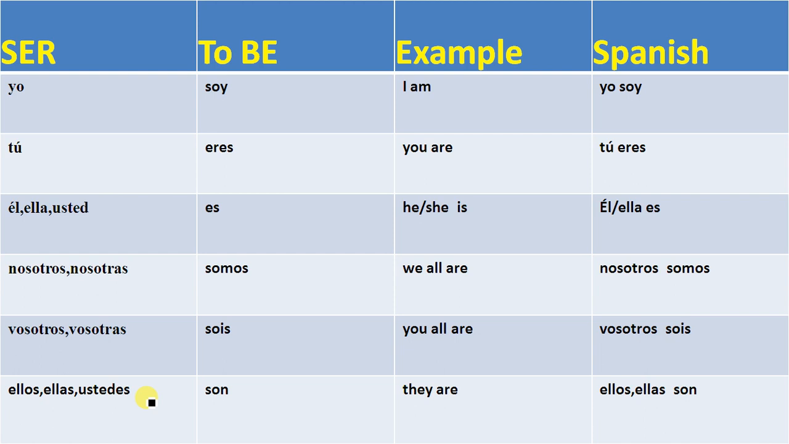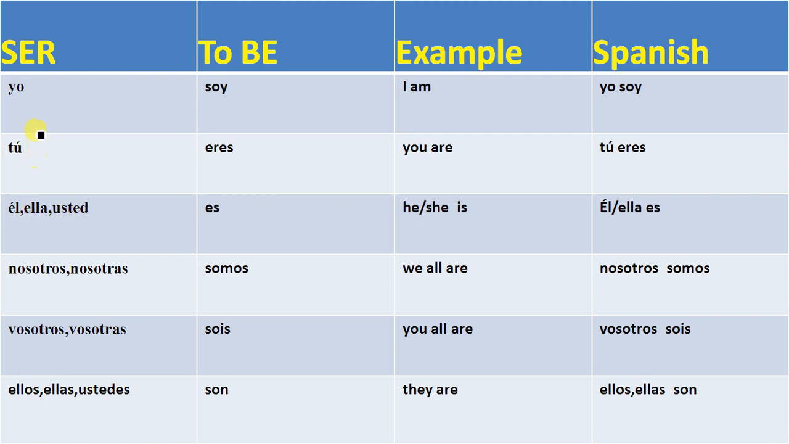So here, ser is a verb in Spanish which means to be. Every verb in Spanish has six forms depending on these pronouns. It has a different form for each pronoun. So here you can see the verb ser and these are the pronouns: yo, tú, él, ella, usted. Usted comes in third person.